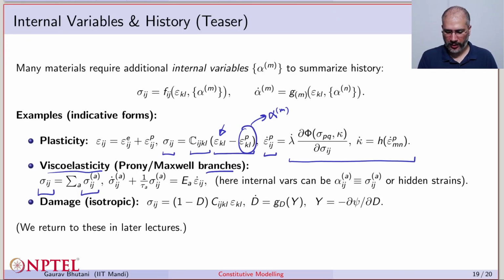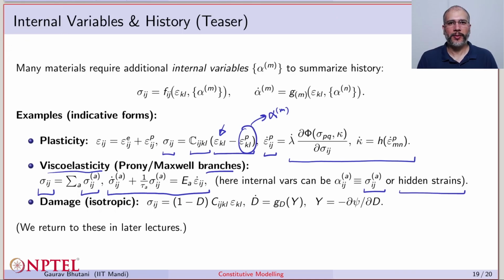So these sigma a's are written using the constitutive model for one branch, and the internal variables in this case can simply be sigma ij's or the stresses for separate branches. You can also have some hidden strains instead, and again these ideas we'll be discussing later.